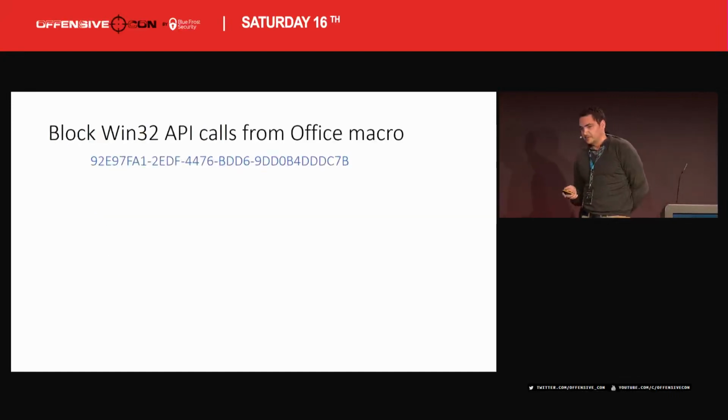Let's look at another rule. Block Win32 API calls from Office macro. If you have been trying to play with the Meterpreter VBA payload, you notice that it's calling some functions from the Win32 API, and this would be prevented by this rule, for example.